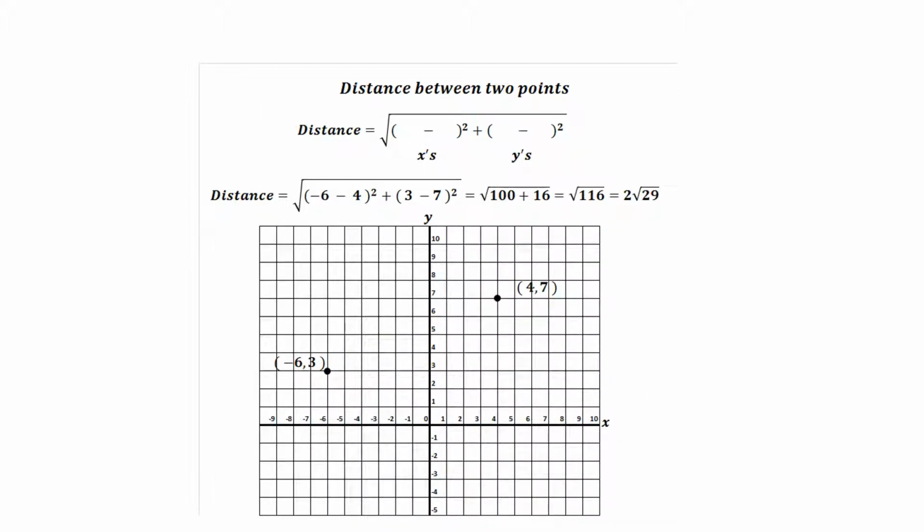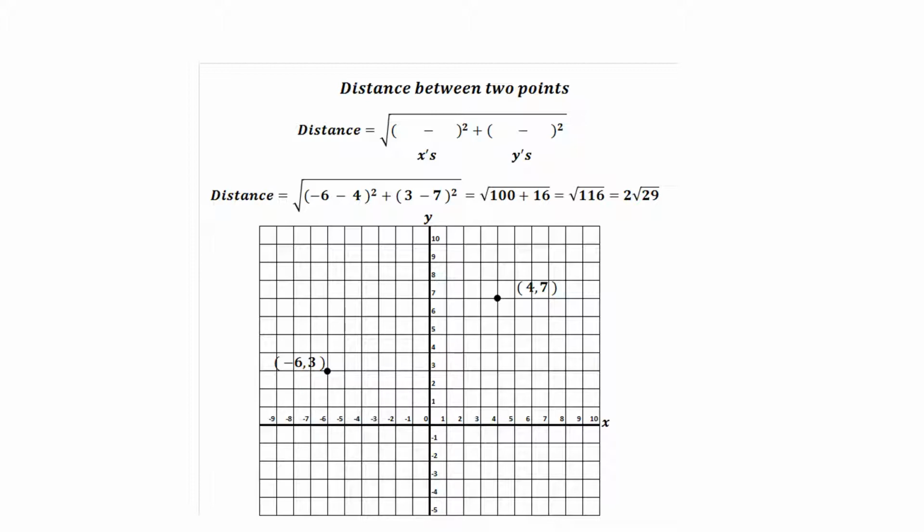Here we have the distance between 2 points, and these points are not on a vertical line or a horizontal line. We need a special formula. And at the top we have distance is equal to the square root of the difference of the x numbers squared plus the difference of the y numbers squared from the points.